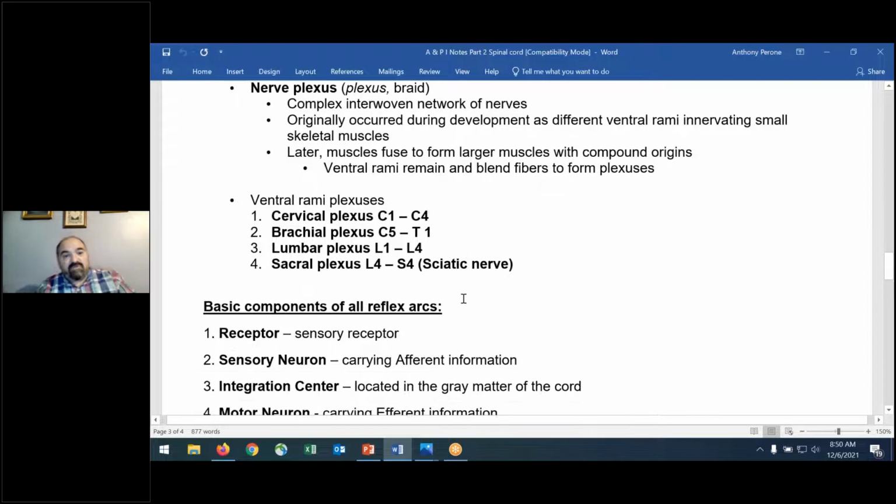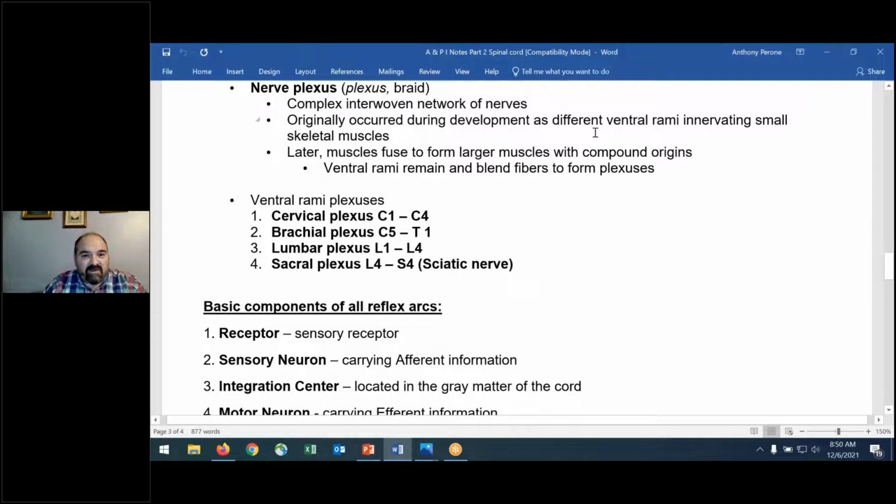So the term nerve plexus, right? The nerve plexus. You'll need to know this, folks. Plexus represents a braid, right? Think about this. It's quite interesting how we have multiple nerves present in a group. A plexus, a group, a braid of these nerves.